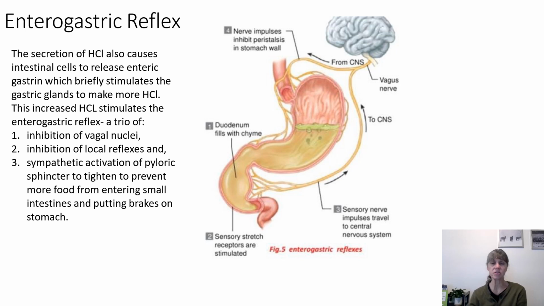So if we take a look at this picture, we can see that beginning with chyme coming into the duodenum, as chyme enters into the duodenum, there is a reflex that begins with sensory stretch receptors being stimulated, and that sends sensory nerve impulses to the central nervous system by way of the vagus nerve, and then impulses come back from the central nervous system to inhibit peristalsis in the stomach wall.